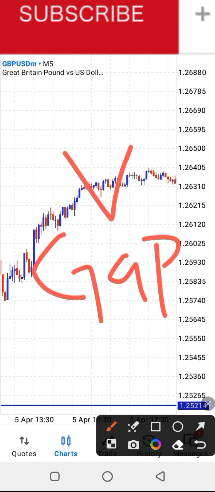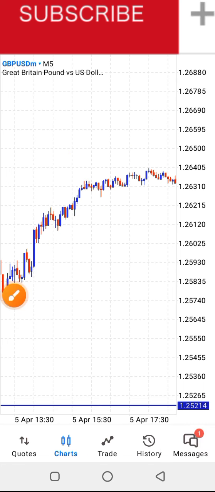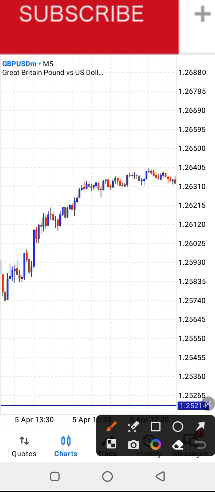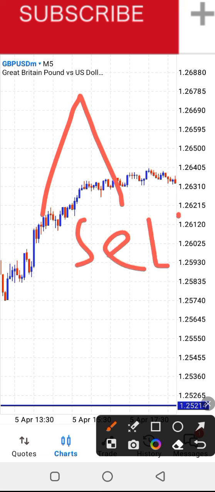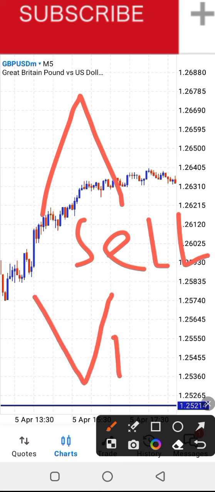Also, something else you need to take note of is that you can also have it as an inverted V. Okay, when you have it as an inverted V like this, you are looking to sell. Whereas when you have it as the normal V, letter V like this, you are looking to do what? You're looking to buy. So let's get right into the conditions.